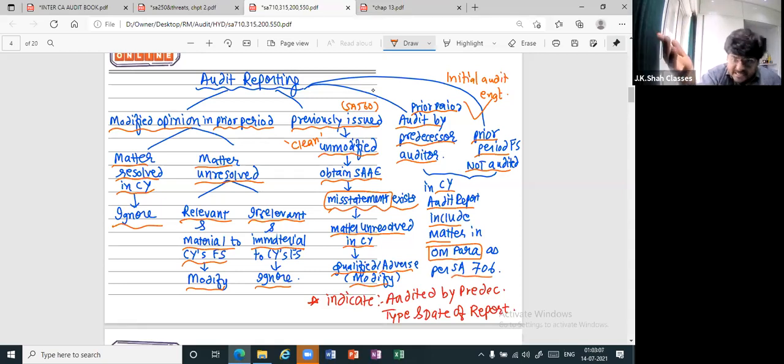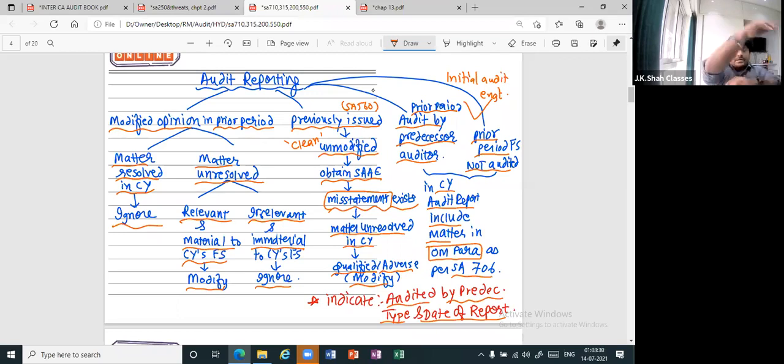And what will I write? I will indicate that it was audited by the previous auditor. Whatever type of report he gave, I will write that, and whatever was his date of report, I will write that. So ultimately, I am not responsible for last year's audit. I am responsible only for the current year's audit. If there is some problem in last year's numbers, I am not the one responsible. All cool?